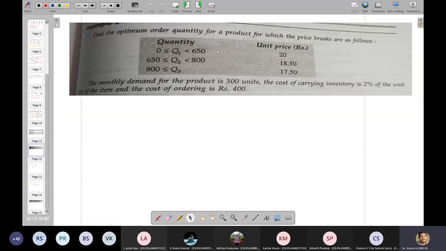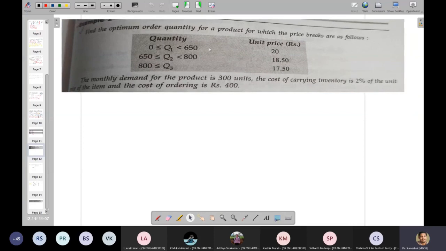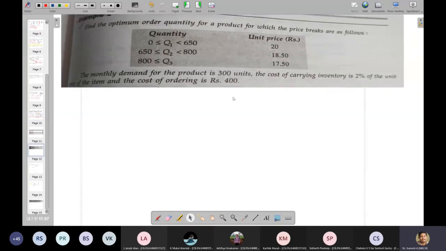If you are buying the product up to 650 quantity, you need to pay an amount of rupees 20. The unit price CU is 20. If you are ordering between 650 and 800, the price is 18.5. And if you are ordering above 800, you will be getting a price of 17 rupees 50 paise. That is 2 rupees 50 paise, you are getting it as a discount. So which quantity you are supposed to order? That is the question.